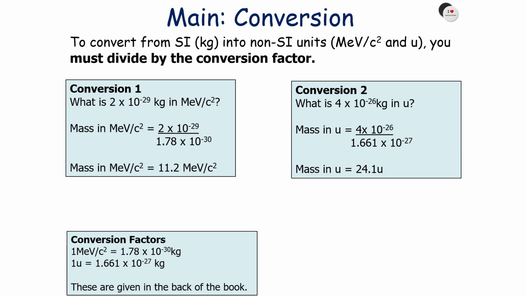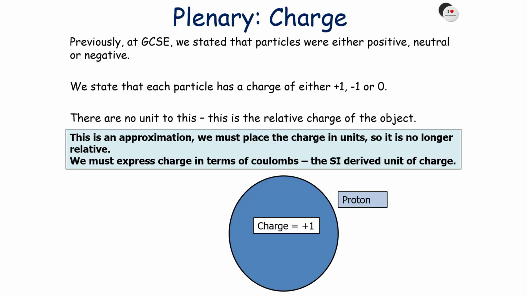Now you can see here, to convert from an SI unit, your kilograms, into the non-SI units, MeV/c² and u, you've got to divide by the conversion factor. Now another idea we've got to understand about particles is the idea of charge. Now at GCSE we stated that particles were either positively, negatively or neutrally charged. So we would say they'd have a charge of +1, -1 or 0.